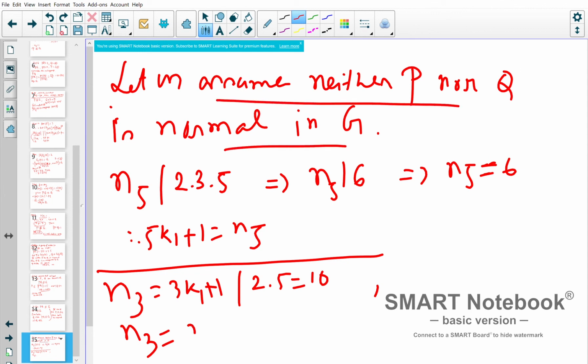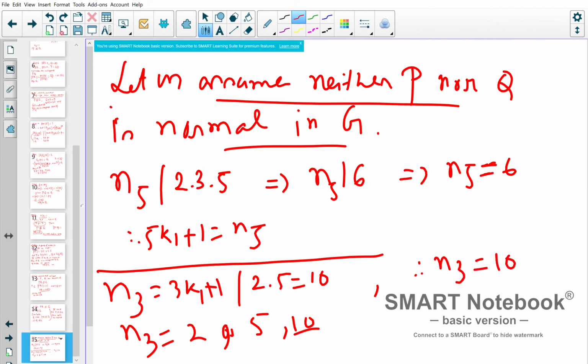So the only option is 5 or 10, right? It cannot be 2, because this is of the form 3k1 plus 1, so 3k1 plus 1 can never be 2. Similarly, it cannot be 5, because it can be 4 when k1 equals 1, and 7 when k1 equals 2. So the only option is 10. So here what you get is n3 equal to 10.